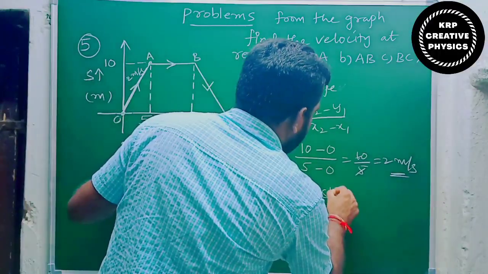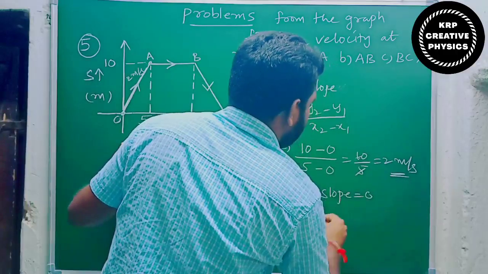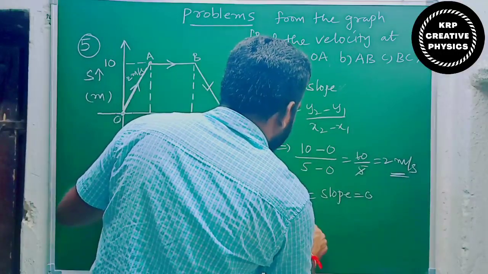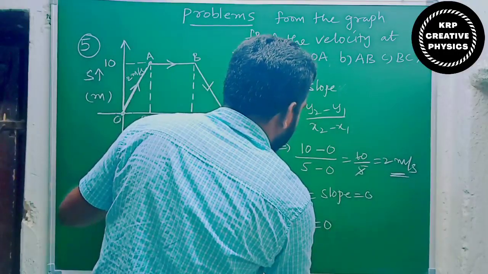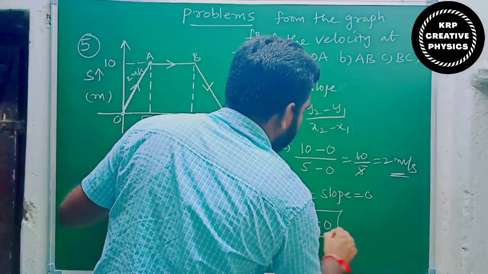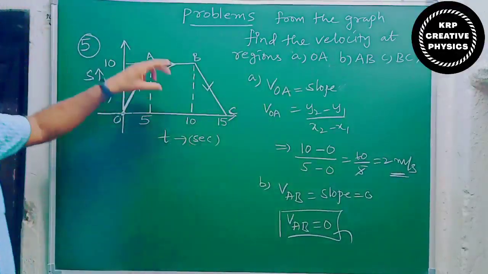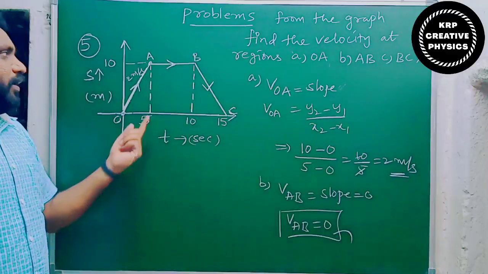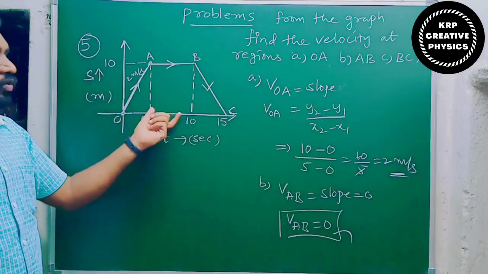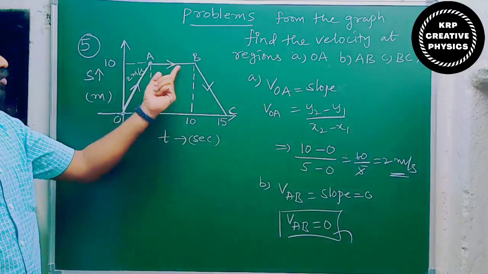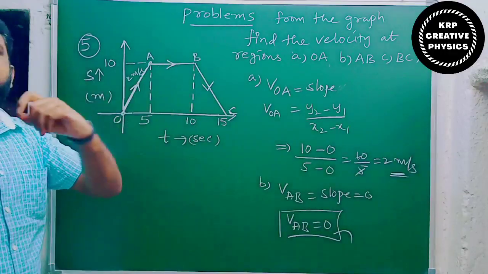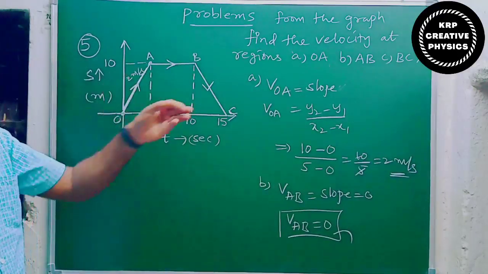So that means velocity between AB is, so here what we get here? Slope equal to 0. Slope equal to 0 means velocity between AB region is 0. Speed is velocity is 0. That's it. Already I told that one. Whenever in case of a displacement time graph, if we get a straight line parallel to the time axis or x-axis, so here slope is 0. When slope is 0, directly you can write velocity is 0. No need to calculate anything.